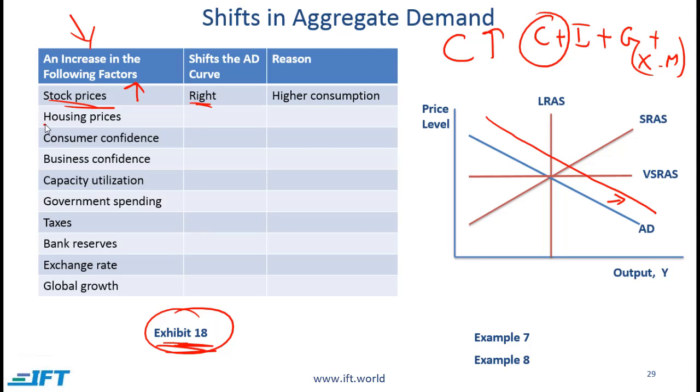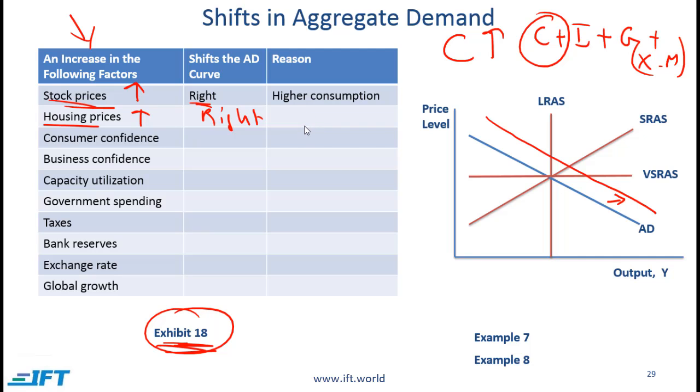The same happens with housing prices. If housing prices go up, people who own houses feel richer, so the aggregate demand curve will shift to the right, and again, due to that wealth effect, people will feel richer and consume more.